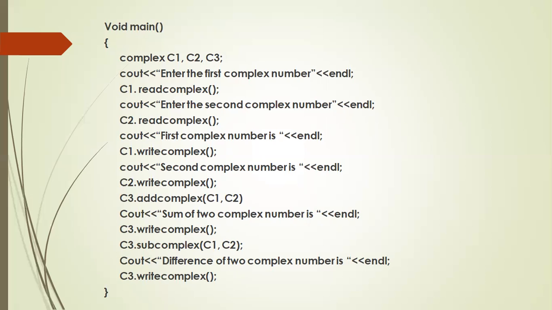Whenever you are passing objects as arguments to a function, then at least while calling the function, you should use one object. So here the object I'm using to call the addcomplex and subcomplex functions is C3. So it is called like C3.addcomplex(C1, C2). Similarly, subcomplex is C3.subcomplex(C1, C2). So in C++, for any object that is used along with the function, we can directly access the member data.